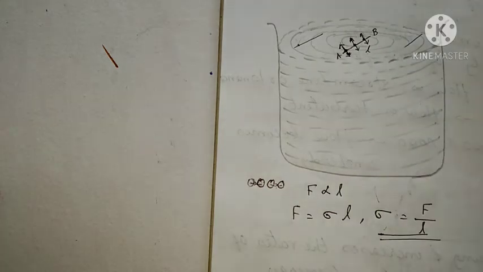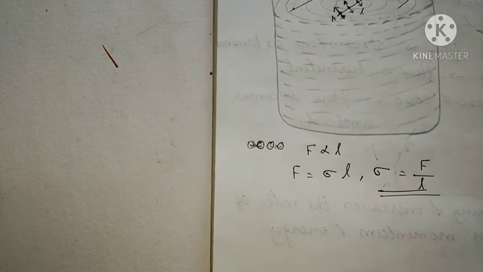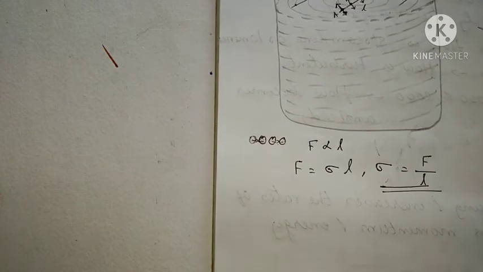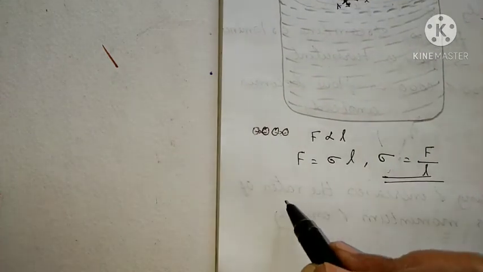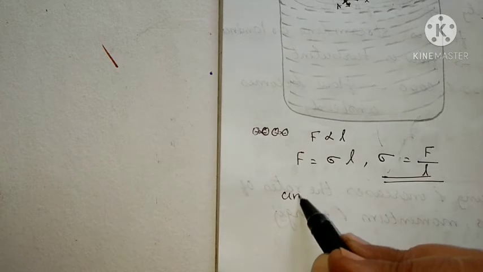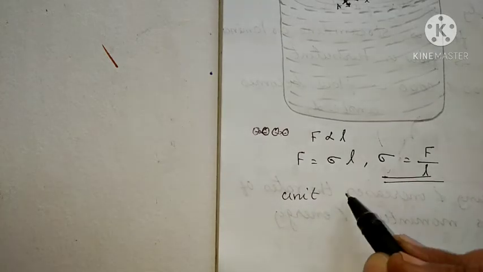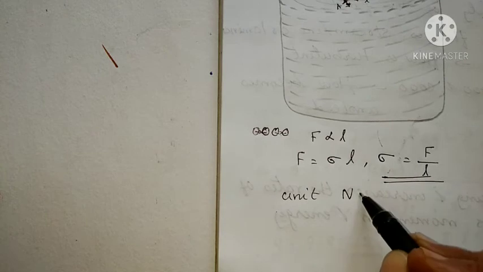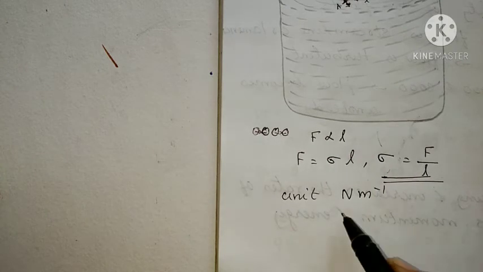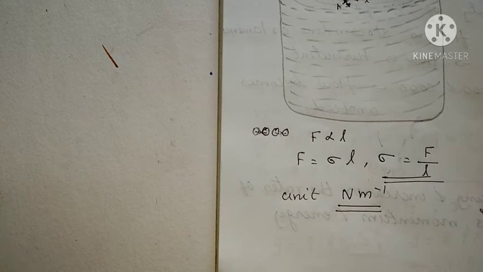Clear? So that is known as the surface tension. Then how can you find out the unit of surface tension? Surface tension is force per unit length. The unit of force is Newton and the unit of length is meter, so Newton per meter is the SI unit of surface tension.